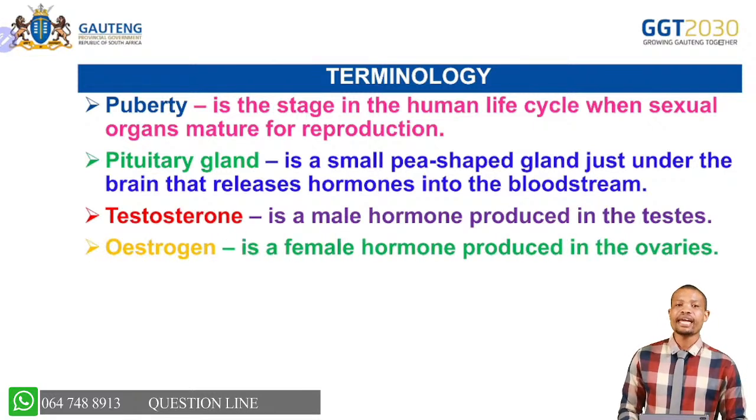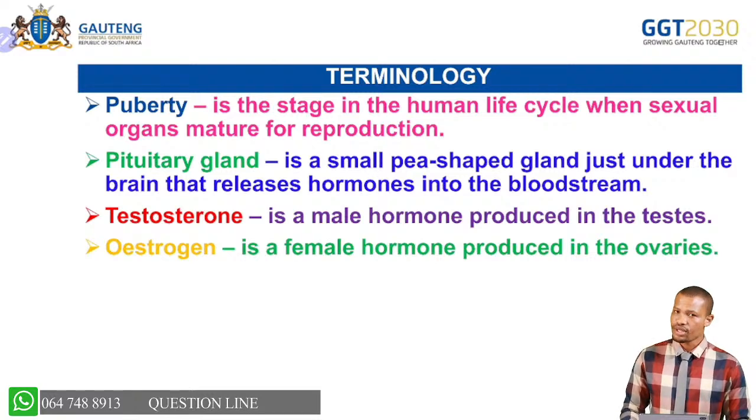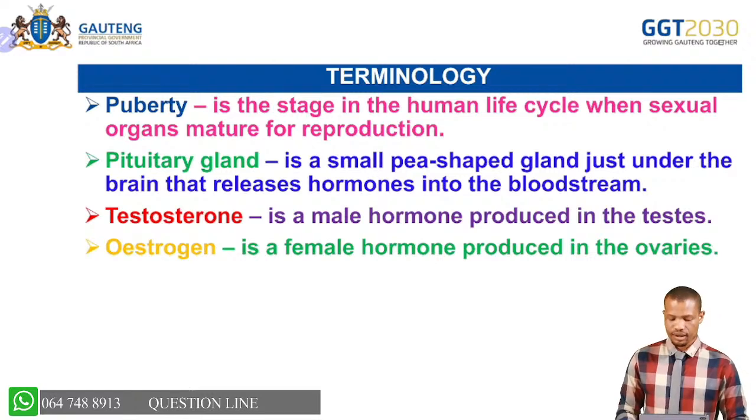Estrogen is a female hormone which is produced in the ovaries of a female.